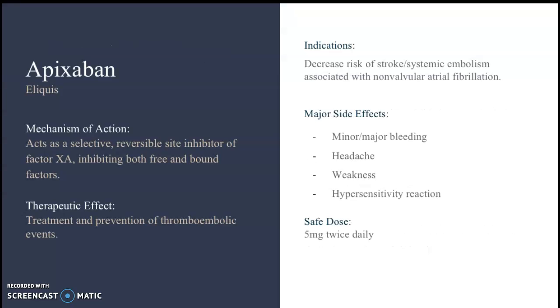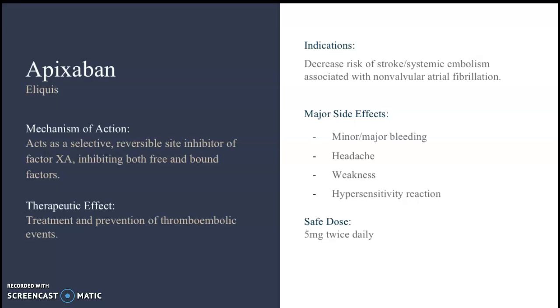An example of a factor XA inhibitor is apixaban, more commonly known as Eliquis. Apixaban is primarily used to lower the risk of strokes caused by a blood clot in people with a heart rhythm disorder called atrial fibrillation. It is also used after hip or knee replacement surgery to prevent DVT, which can lead to blood clots in the lungs, also known as pulmonary embolism. This drug is also used to treat DVT or PE and to lower the risk of having repeat episodes.